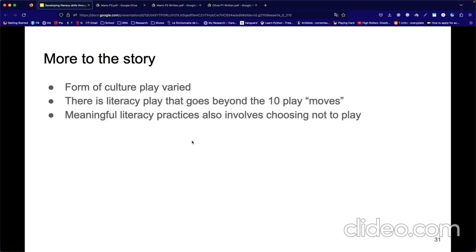So yeah, my argument there is that meaningful literacy practices also involve choosing not to engage in certain kinds of play. Talking about those two kinds of projects that we saw with Mario and Olivia, where one is exactly what I expected from the student and exactly what I expected from the genre, while the other was what I would have expected from the genre, but not at all what I would have expected from the student, there's literacy play that goes beyond those 10 play moves. It's kind of like meta literacy play, let's say.